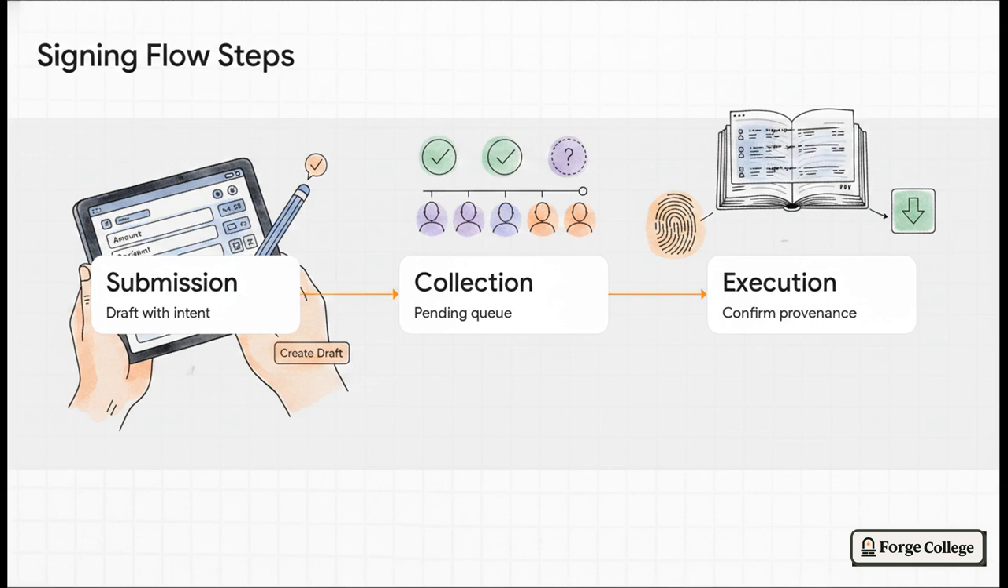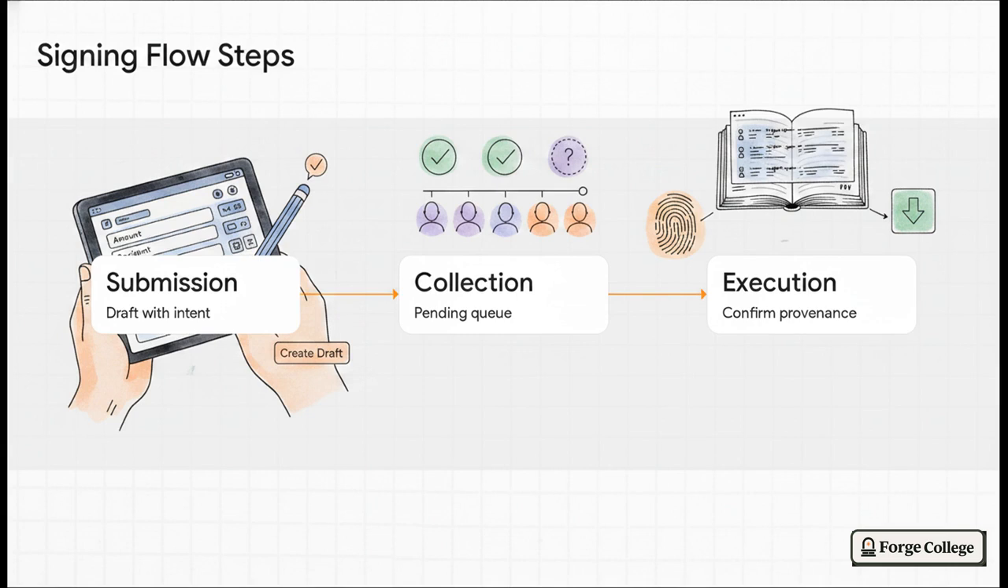The UI here needs to be crystal clear about the intent, showing the amount, the recipient, and the metadata. Step 2 is signature collection. This is where the owners step in. Your UI should display a pending queue, maybe a nice horizontal stepper, showing exactly whose signatures are still required to actually hit that threshold. And step 3 is final execution.